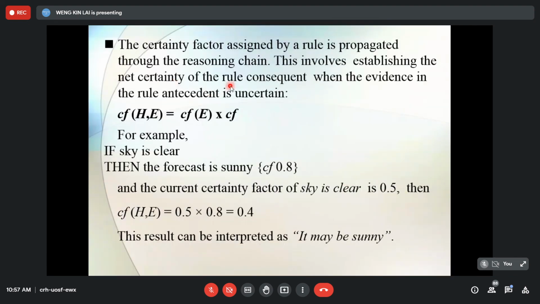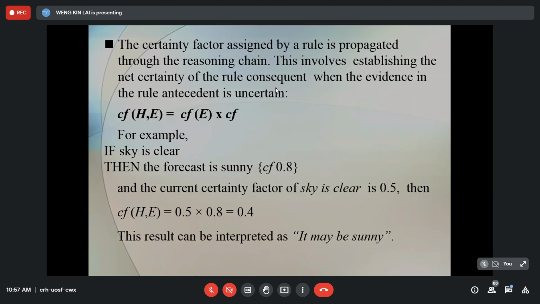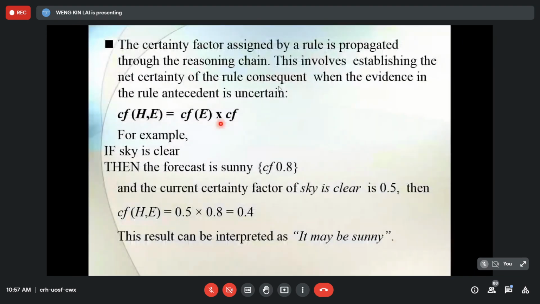So the certainty factor assigned by a rule is propagated through a reasoning chain. Later on you will see how it works. Once the certainty factor is calculated from one rule, it will then be used in the subsequent calculations in that reasoning chain to arrive at the final answer. This involves establishing the net certainty of the rule consequent, that is the then part. Remember, we discussed this before. And the evidence in the rule antecedent, this is your if part, is not certain. So the CF of H and E equals the CF of E multiplied by the CF. Let me look at this in an example to clarify this further.